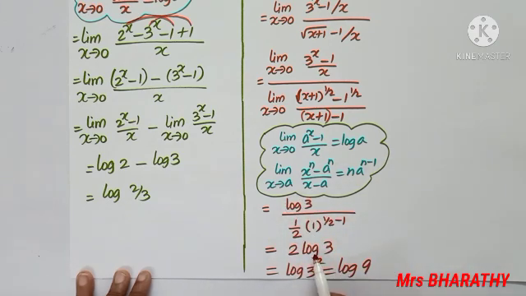In logarithm, the number near will go to the power. So it is log 3 power 2. That is log 3 square becoming 9, and log 9 is the final limit.